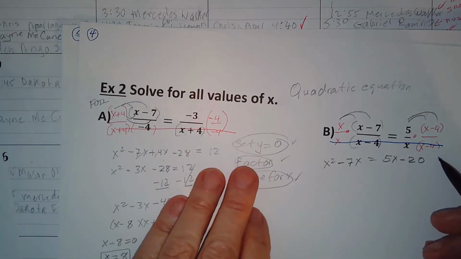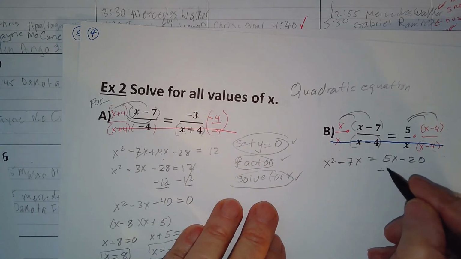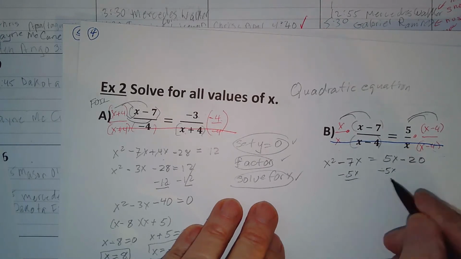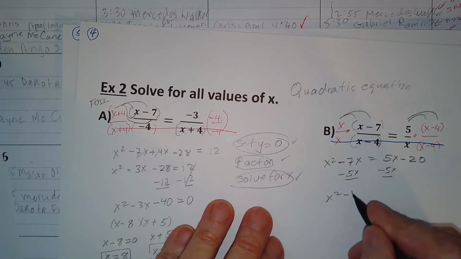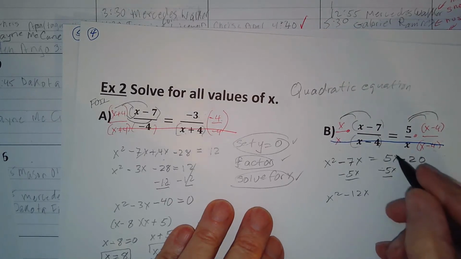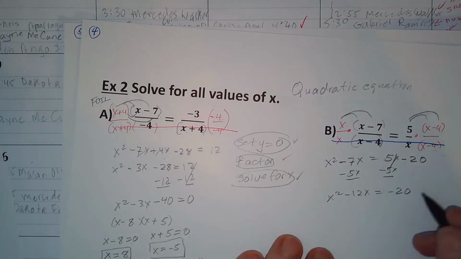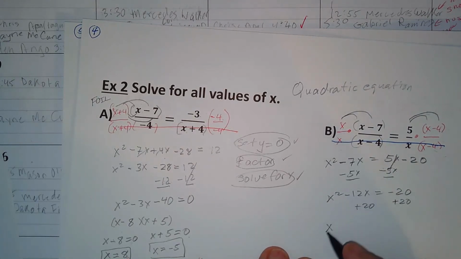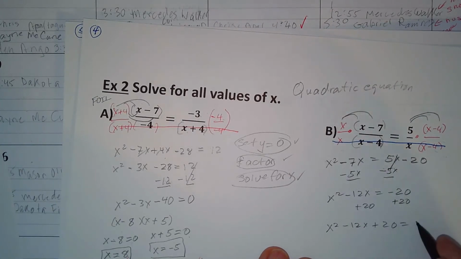We want to make y equal 0. So we're going to subtract 5x from both sides. And when we do that, we get x squared minus 12x. This goes away, equals negative 20. Now we want to get it to equal 0, so we add 20 to both sides. And over here on the left, we end up with x squared minus 12x plus 20 equals 0.